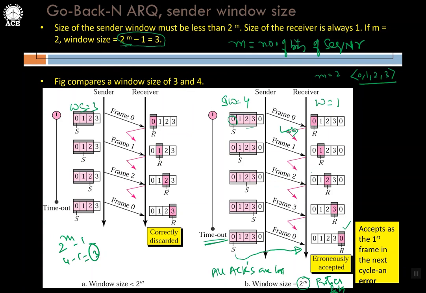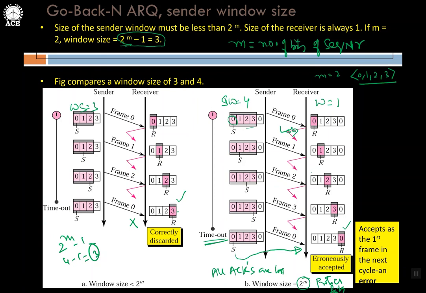After 2, it advances to 3. But now, unlike the earlier occasion, it times out and retransmits 0. But 0 is not the expectation; the receiver is expecting 3. So 0 will be correctly discarded. It is expecting 3, and it is receiving 0, so that will be discarded. Now the protocol is working correctly.